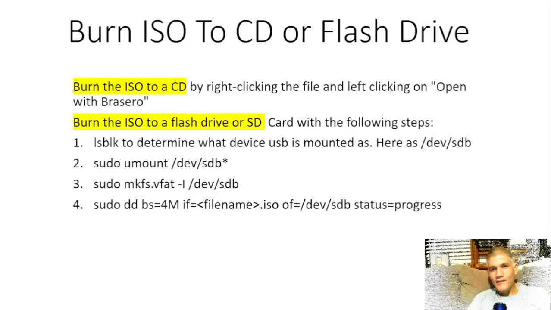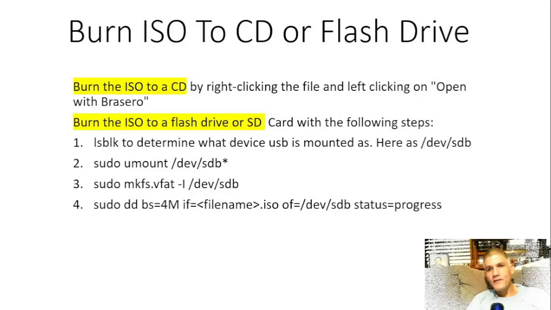Now that we created our ISO, we're going to talk about how to burn the ISO to a CD or flash drive. If you want to burn it to a CD, simply right click on the file and left click on open with Brasero, if you're using Ubuntu, which you probably are, or Zorin. Also, if you want to just burn it to a flash drive or SD card, you basically follow the same method either way. You use the lsblk command to determine what device the USB or SD card is mounted as.